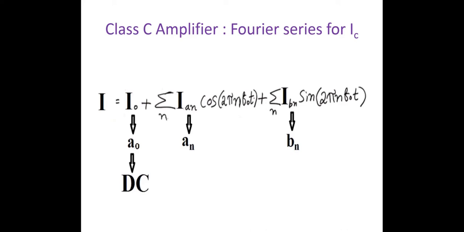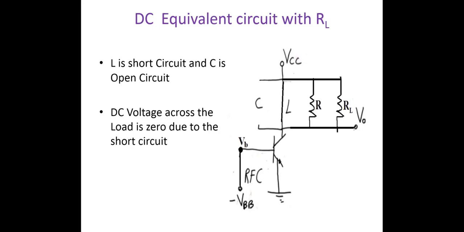This is the same as the case for the output voltage of power amplifiers that we discussed in the previous lecture when we were discussing the harmonic distortion in power amplifiers. So let's first consider the DC component of IC.